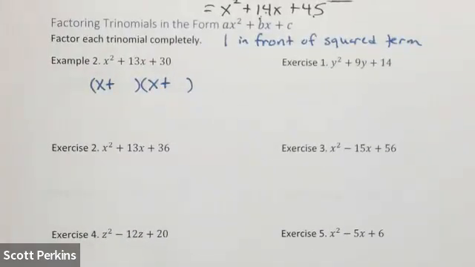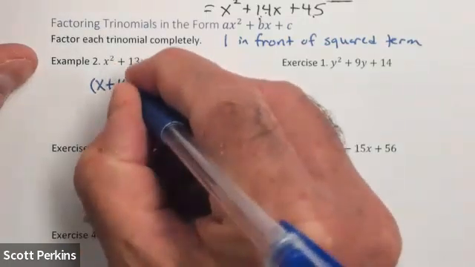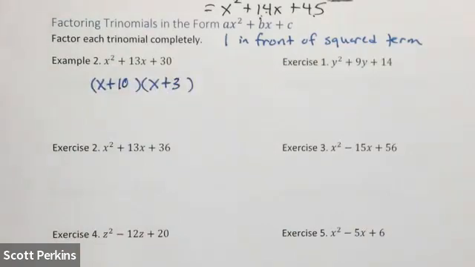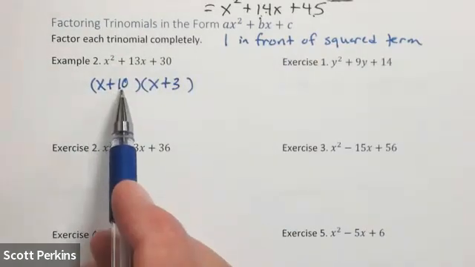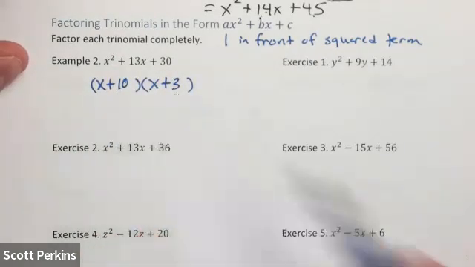And now, what 2 factors of 30 are going to add up to 13? 10 and 3, right? 6 and 5 would give me 11. 30 and 1 would be 31. So it's going to be 10 and 3. Hey, Perkster, could I have put the 3 in the first one and the 10 in the second one? Yes, by all means. It does not matter. As long as you have an x plus 10 and an x plus 3, you're good to go. Anybody got a question, comment, or concern for me?